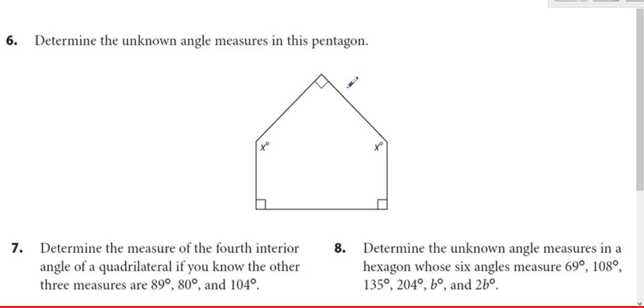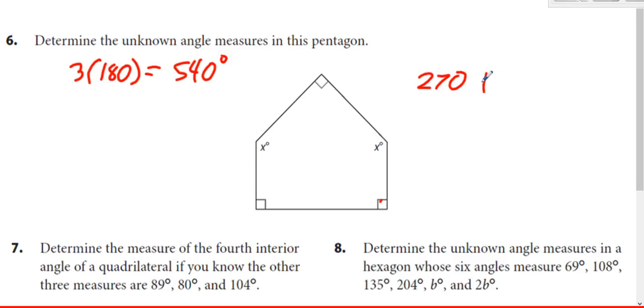For this example, this has 5 sides, which means 5 minus 2 is 3. 3 times 180 is 540 degrees. So the 5 angles have to add to be 540 degrees. So we have 90 plus x plus 90 plus x plus 90. If you add up the 3 that we know, that's 90, 90, and 90, 270 plus 2x has to equal the 540.